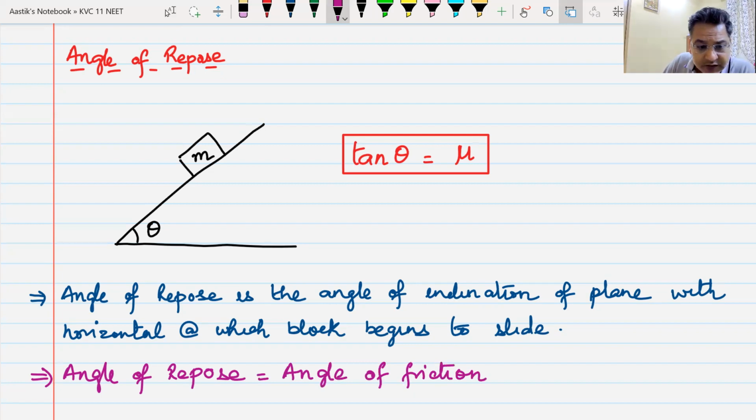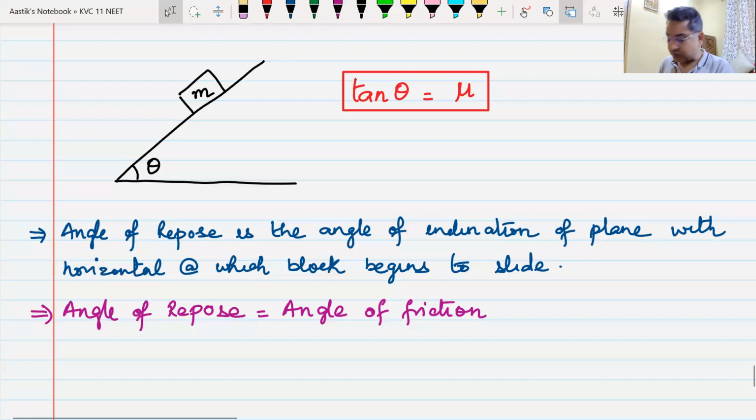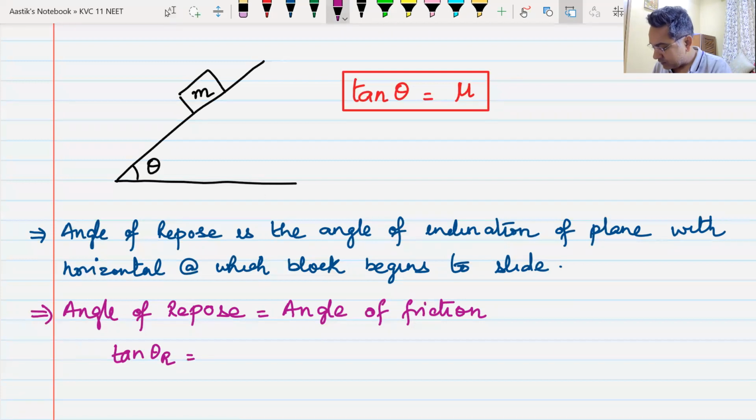That means in both the cases, it was tan theta is equal to mu. So tan of theta for angle of repose is equal to tan of theta of angle of friction, and that is equal to mu. Both tan thetas are equal. That means both thetas are equal. Do we understand this? Yes or no?